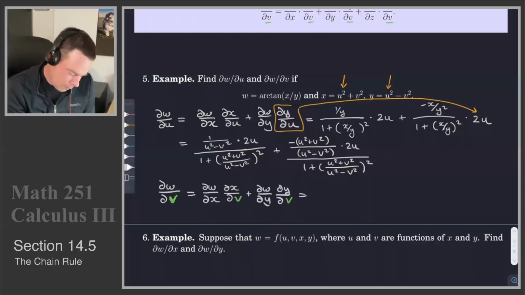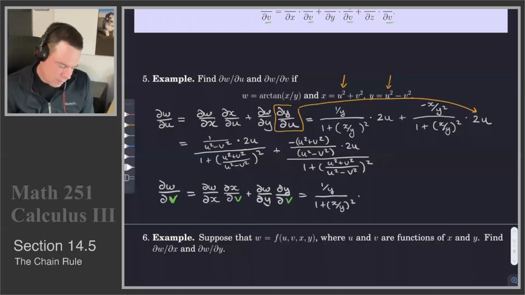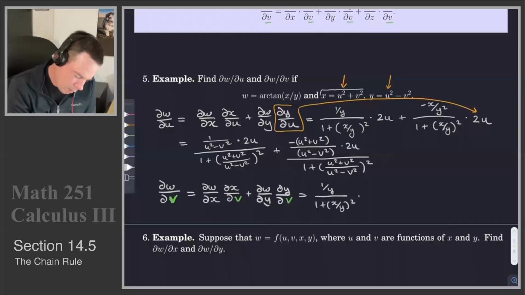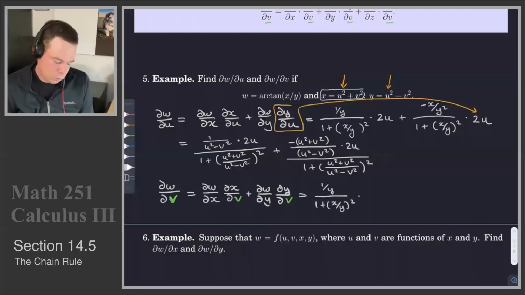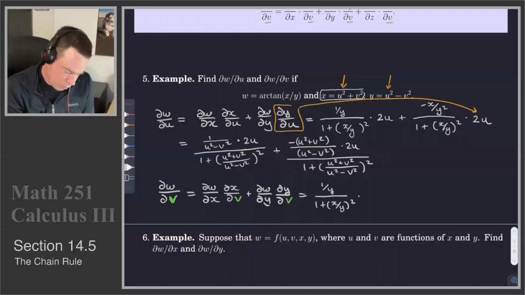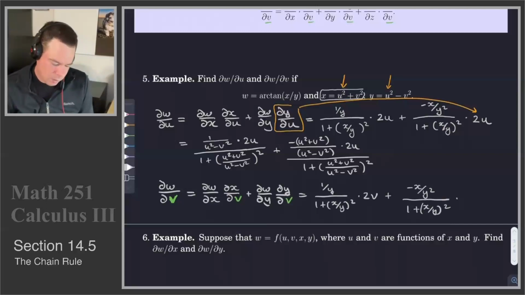So that means our first partial derivative is the same, dw dx times dx dv. If I look back up at x, it is u squared plus v squared, so its partial derivative with respect to v is 2v. And then I've got the next piece, partial w with respect to y, times the derivative of y with respect to v. Looking at the expression for y, y is u squared minus v squared, so its derivative with respect to v is minus 2v.